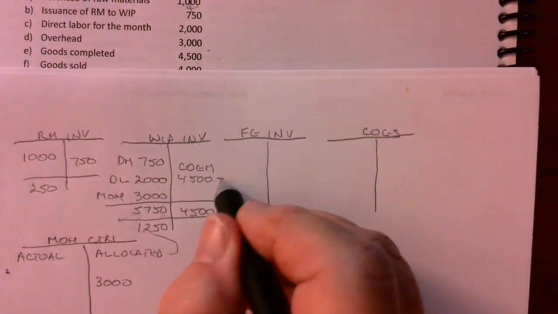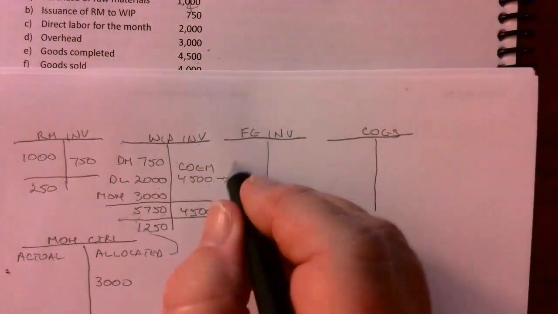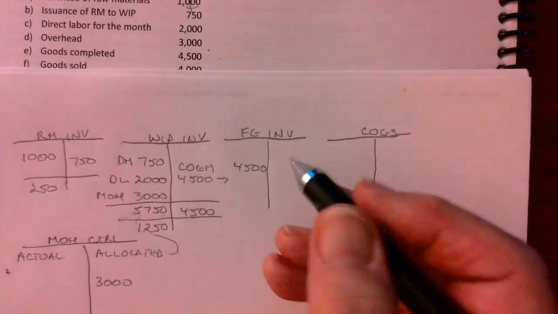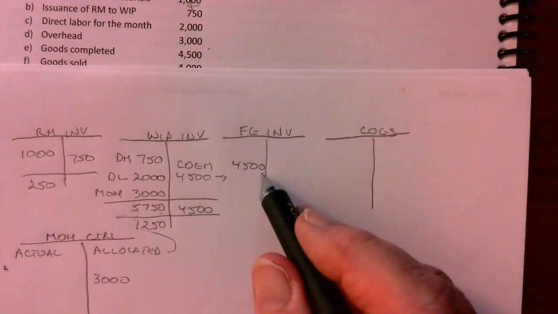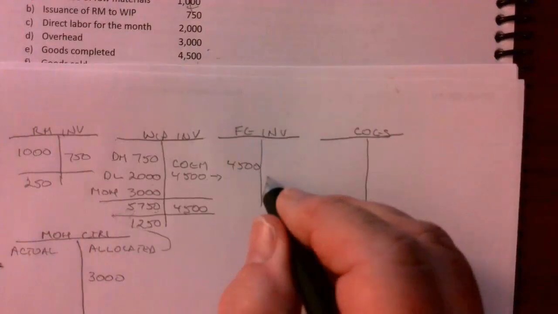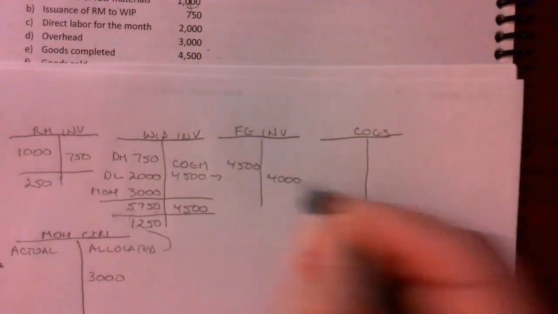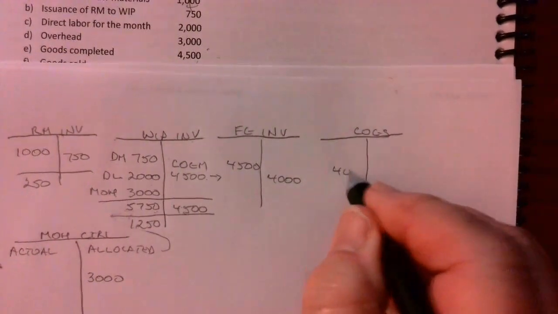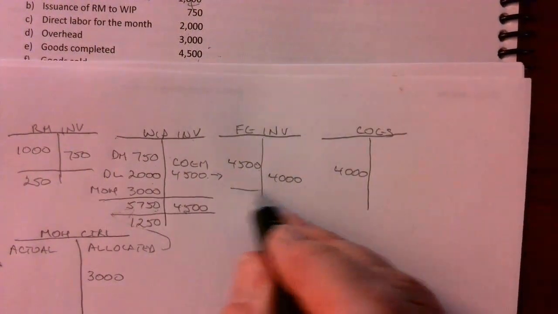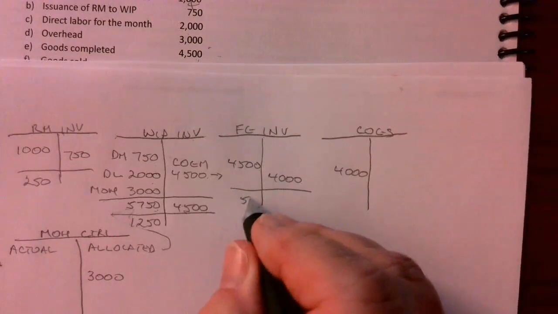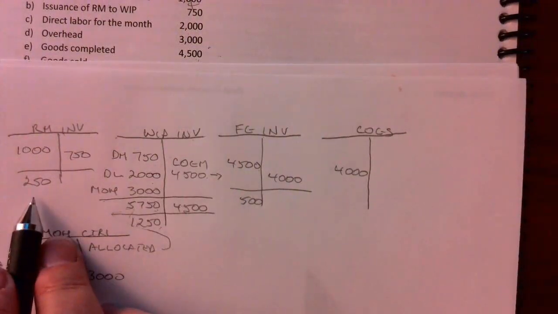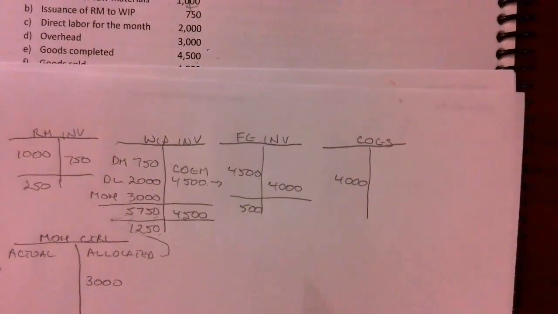So the $4,500 that comes out goes into finished goods inventory. Okay? And then from here, we sell, cost of goods sold is $4,000. So $4,000 then comes out and goes into cost of goods sold. Okay? So I'm left in finished goods inventory. I've got $500 left, $12.50 in work in process, $2.50 in raw material inventory.